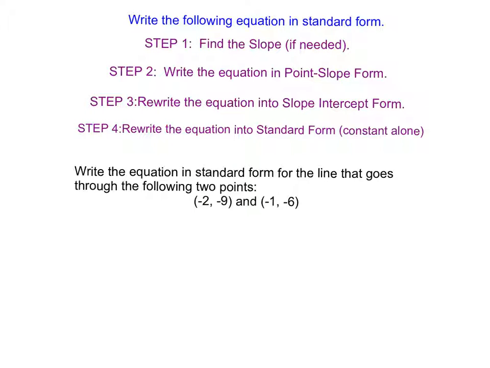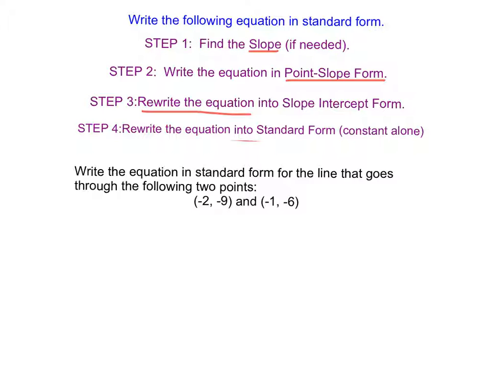So in order to write the equation of a line into standard form, we're essentially going to take what we already know about writing the equation of lines and simply add one step to it. We're still going to start in point-slope form. So what that means is we're going to need to find our slope and find a point if needed. Then we're going to rewrite the equation into slope-intercept form. And then once we've done that, we're going to take one more step and rewrite it into standard form, which is when we get our constant alone.